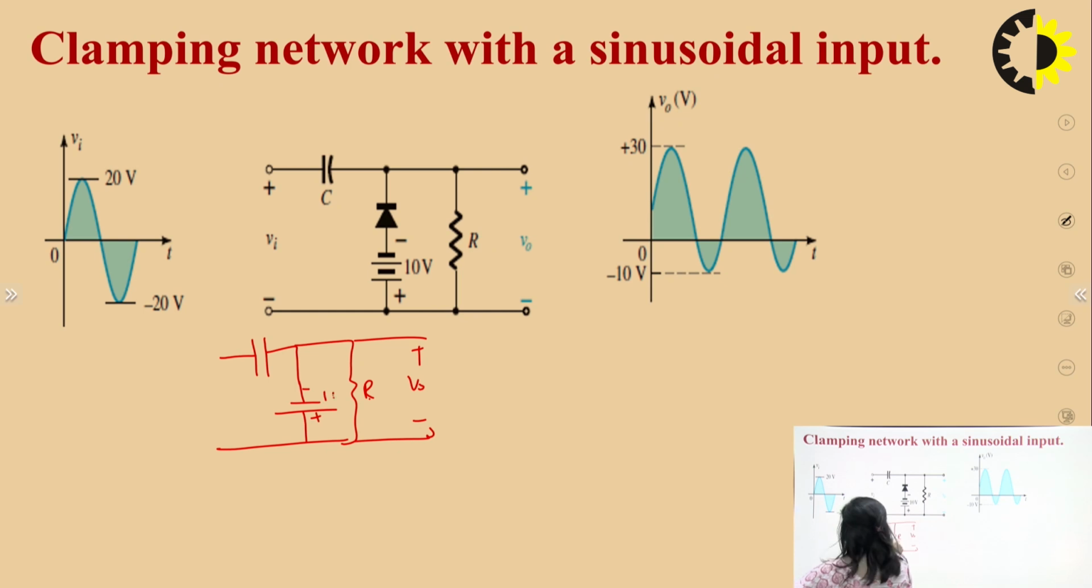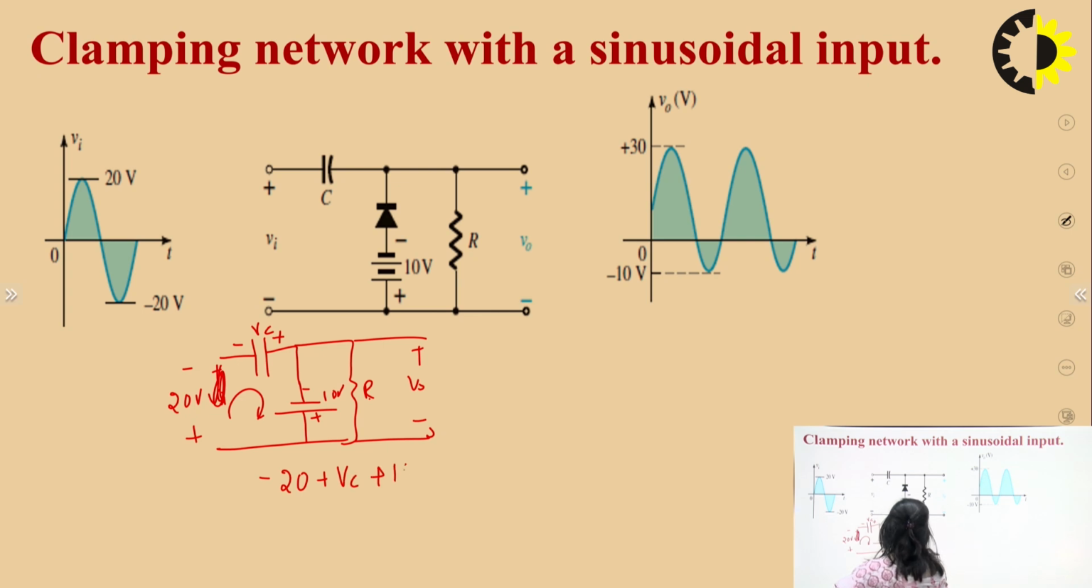Minus plus 10 volt, and here it will be Vi. So the diode is forward biased in the negative half cycle. Negative half cycle means it is 20 volt minus plus. So the plate of the capacitor will be minus and it will be plus. Now we will apply KVL here. By applying KVL, we can see minus 20 plus Vc plus 10 is equal to 0. The value of Vc would be equal to 10 volt.